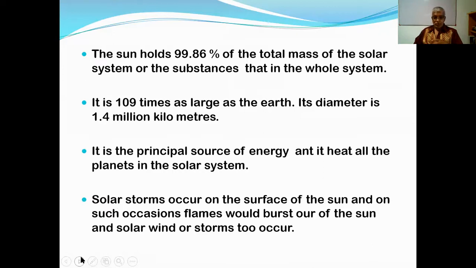Solar storms occur on the surface of the sun, and on such occasions flames burst out of the surface of the sun, and solar wind or storms occur. The flames reach not kilometers but millions of kilometers into space. That's the nature of the sun.